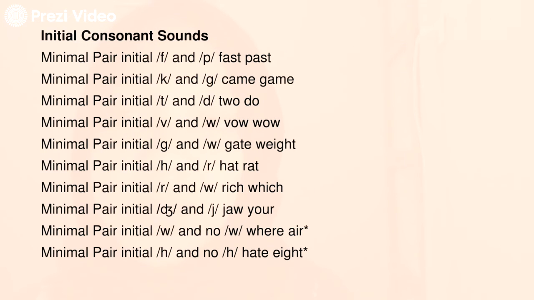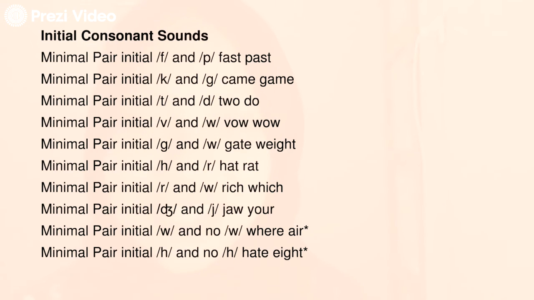Minimal pair initial V and W, for example, is fow and wow. Minimal pair initial g and w, for example, is gate and wait. Minimal pair initial h and r, for example, is hat and rat. Minimal pair initial r and w, for example, is rich and rich.